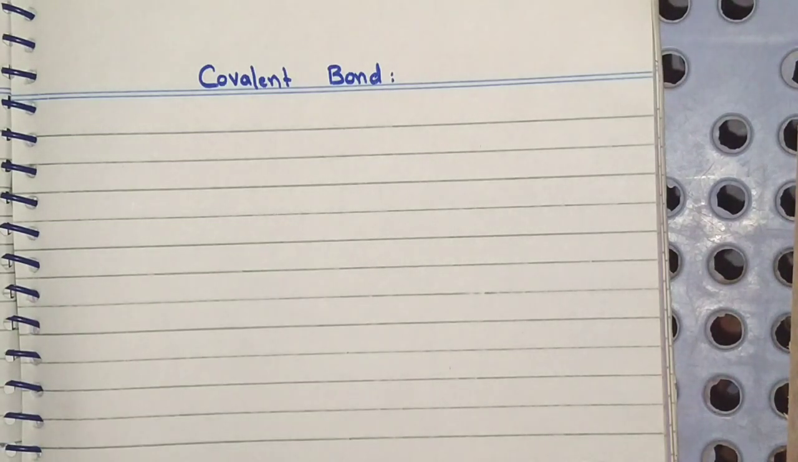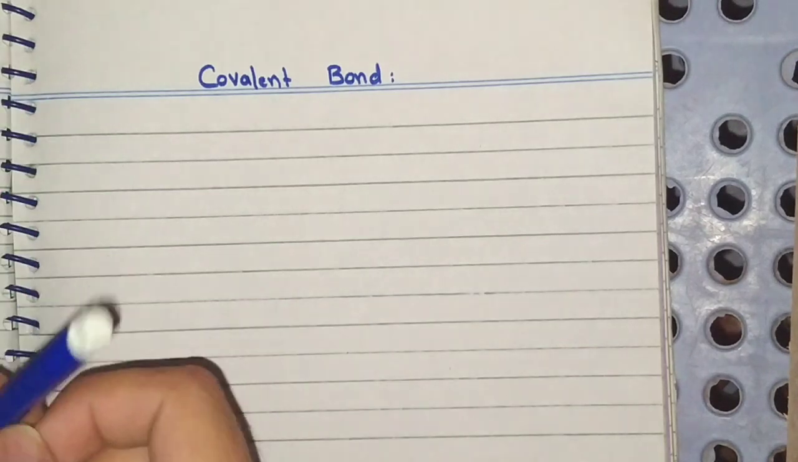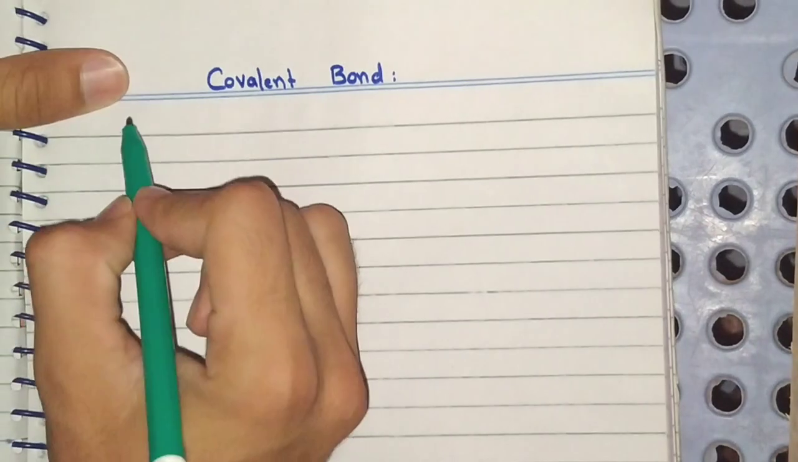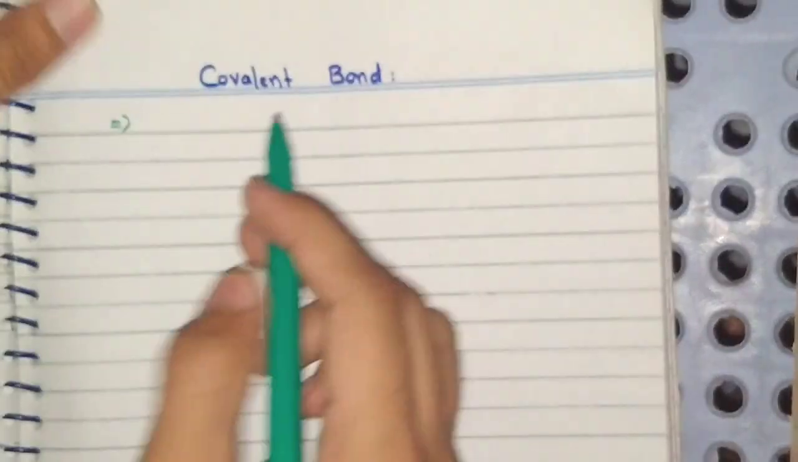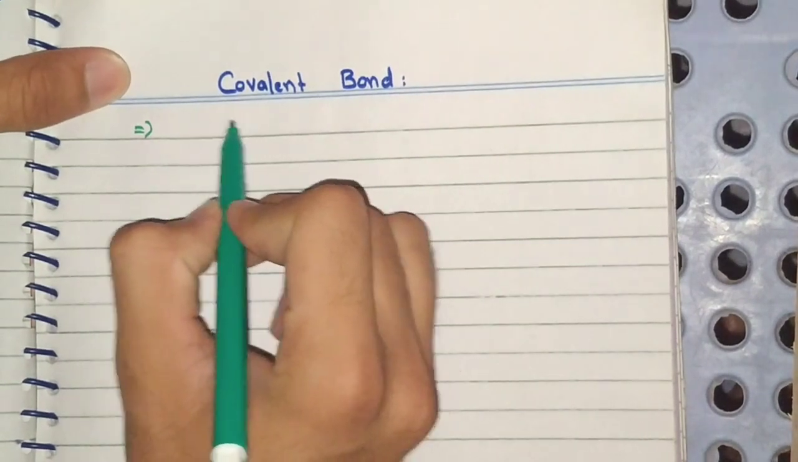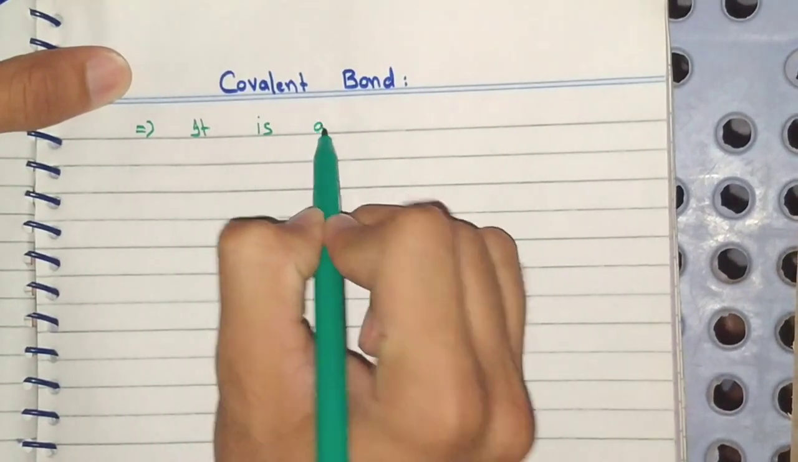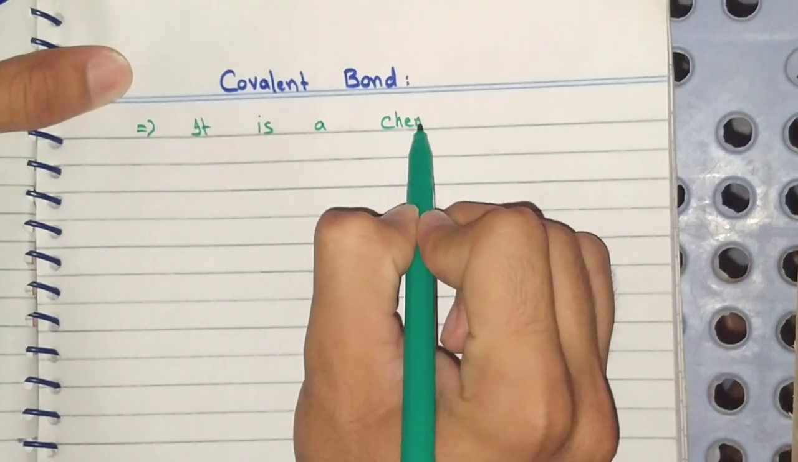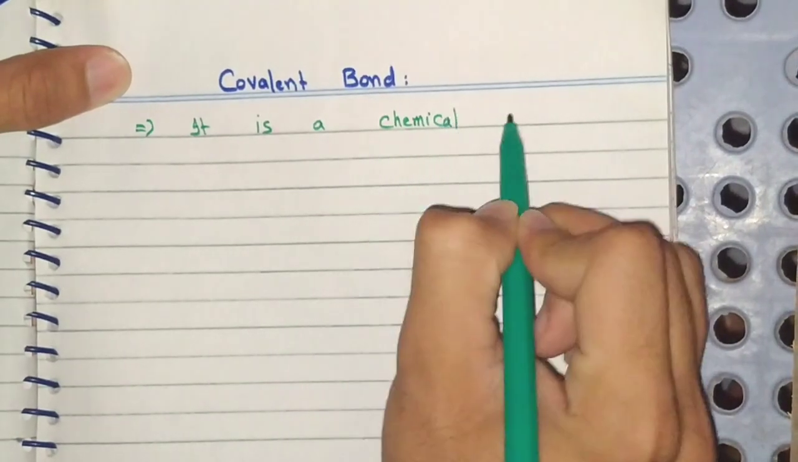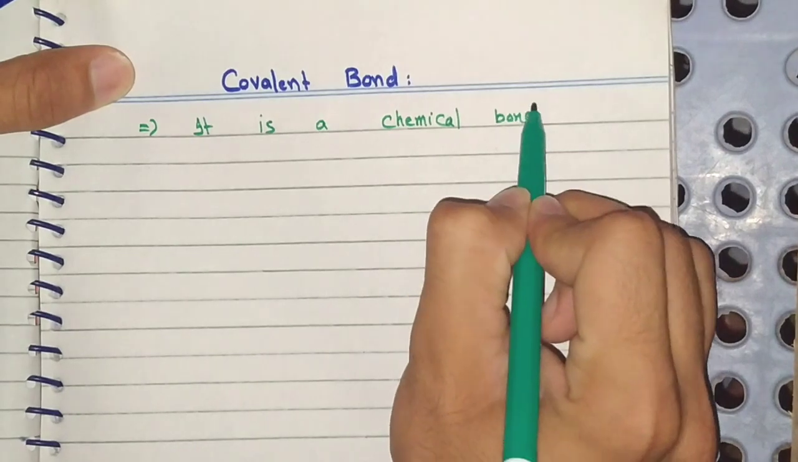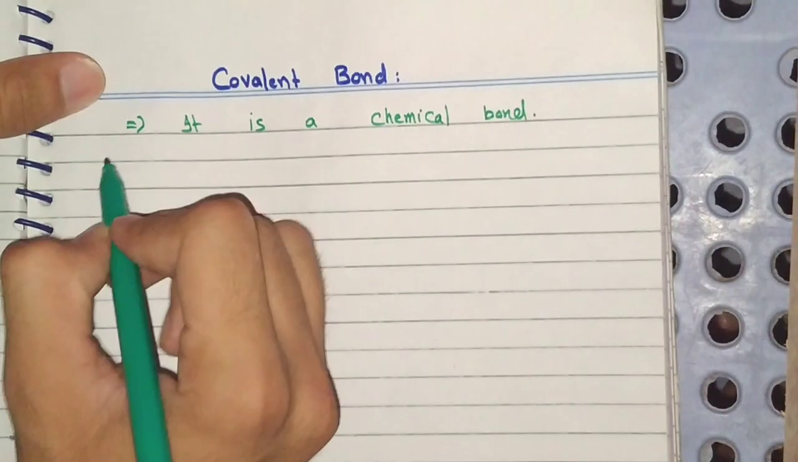So today my topic is about covalent bond. What is covalent bond? First of all, I'm going to define covalent bond. Covalent bond is a chemical bond. First point is that it is a chemical bond. We all know about that.